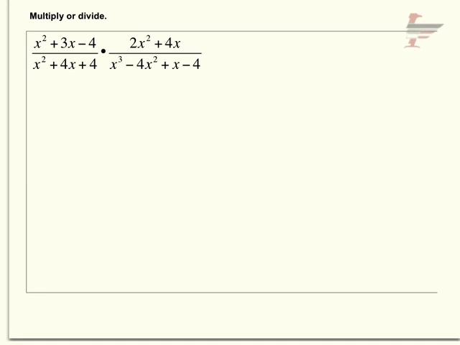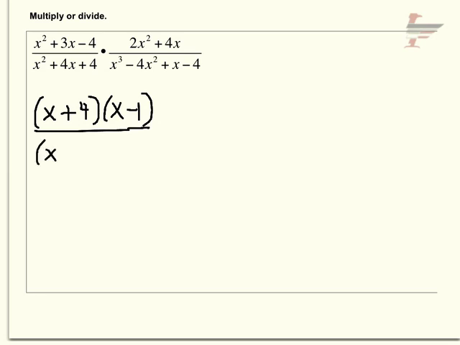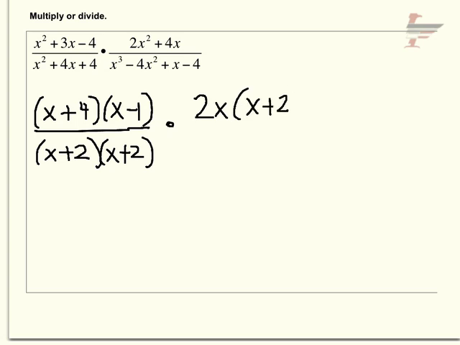This next one is the product of two rational expressions. So I'm going to factor everything out. The first numerator factors down to x plus 4 and x minus 1, and its denominator factors down to x plus 2 quantity squared, but I'll write it out twice. The second numerator, I can factor out a 2 and an x, and that will leave you with x plus 2, and its denominator is groupable, so I'll group the first two and group the second two.